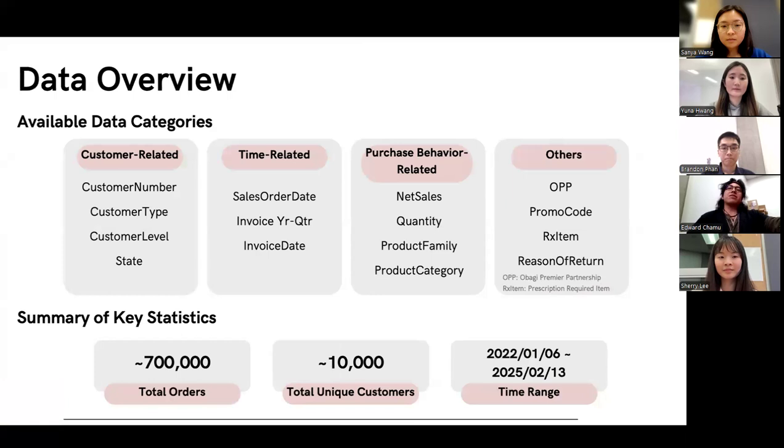In our data overview, we will use the available data to categorize it, consisting of customer purchase behavior and their interest in product preference. As a result, we have a summary of key statistics which highlights the impact on sales over a 3-year time period. Using these key variables, this will give us insights in understanding net sales and quantity amounts.